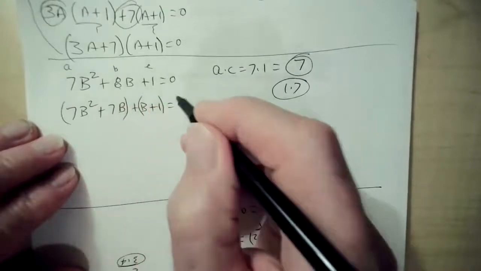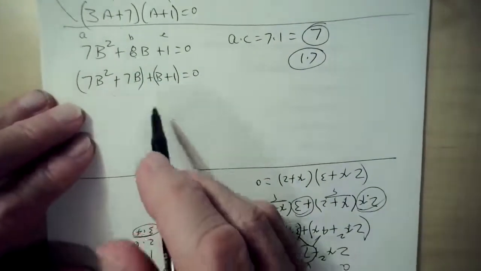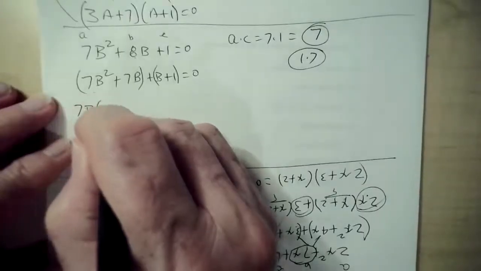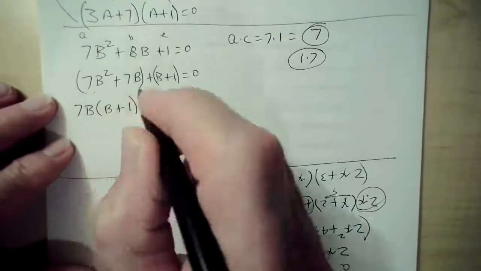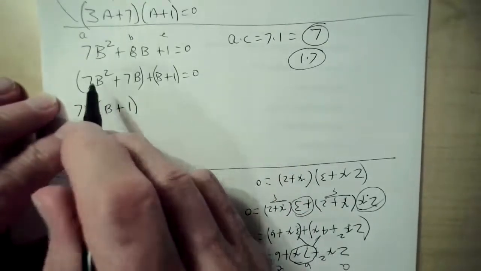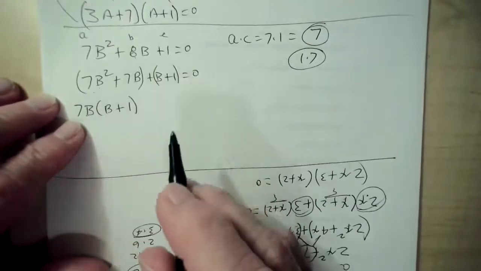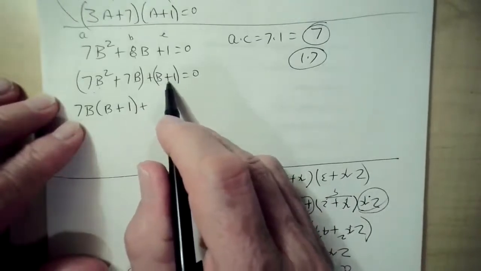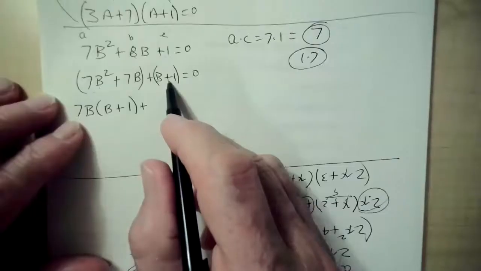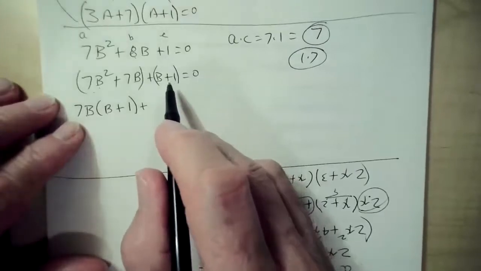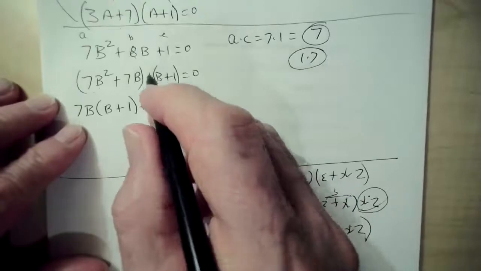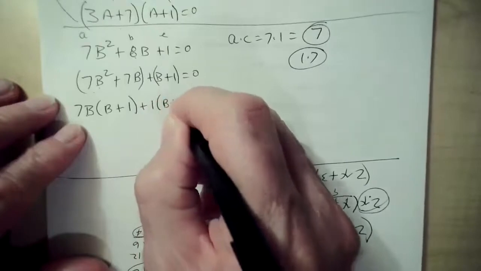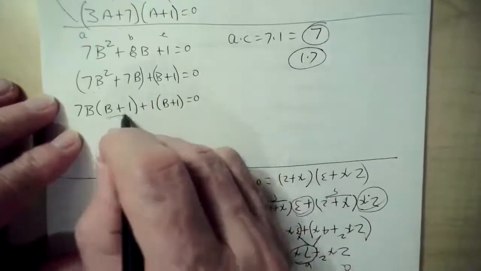Okay, we're going to group these together. Now what can we factor out of this? 7b. And we get b plus 1. Do it backwards. 7b times b, 7b squared, that's right. 7b times 1 is 7b, that's right. Plus, now what can we factor out of here? Who knows? 1. Excellent. Mr. Islam says 1. Yes. We have to have that. Open b plus 1, closed, equals 0.